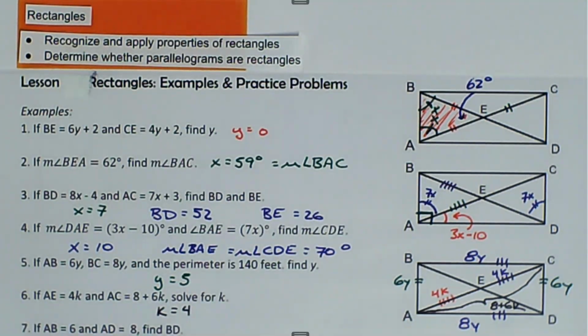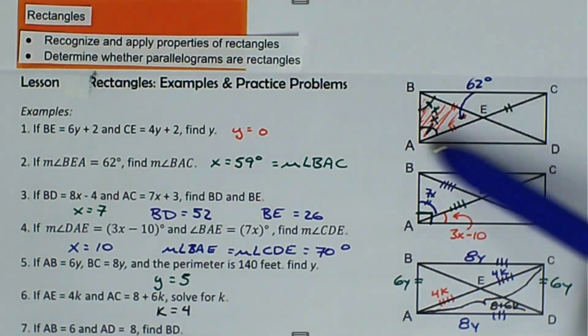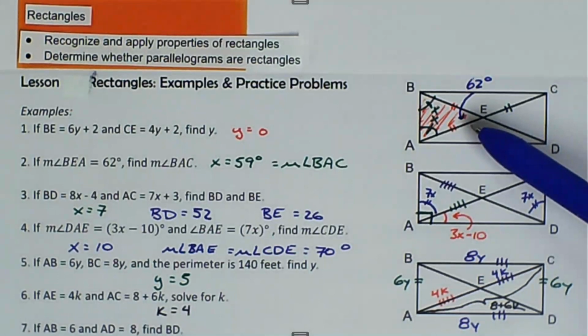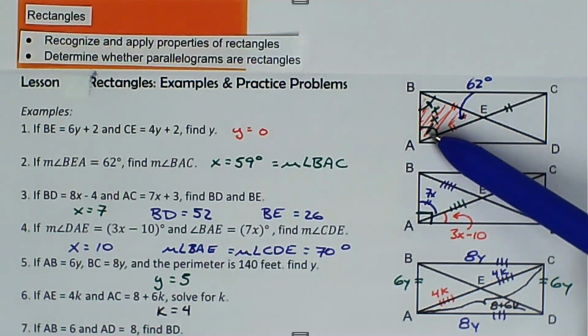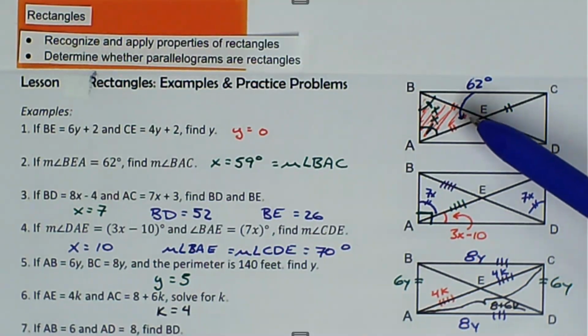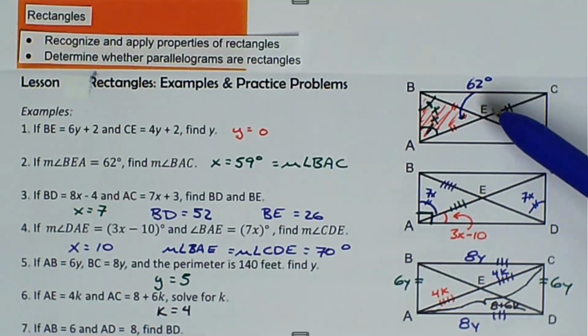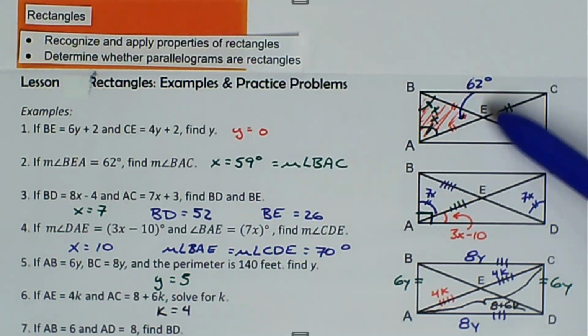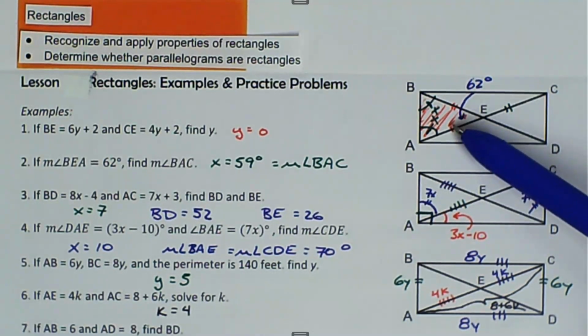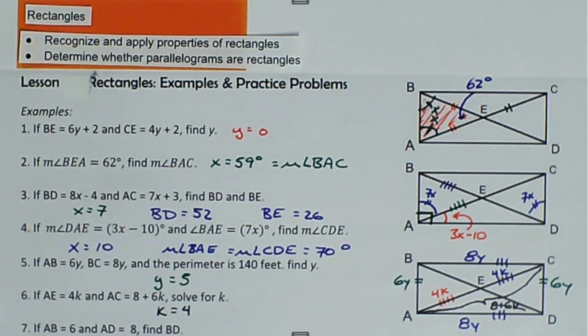Number 2, it says, if the measure of angle BEA is 62 degrees, so right here, BEA is 62 degrees, find the measure of angle BAC. BAC is right there. Now, because diagonals of a rectangle bisect each other and they're congruent, we know that BE is congruent to AE, so that's an isosceles triangle, so this base angle is congruent to that base angle. Then we can say that all of the angles of a triangle add up to 180 degrees.